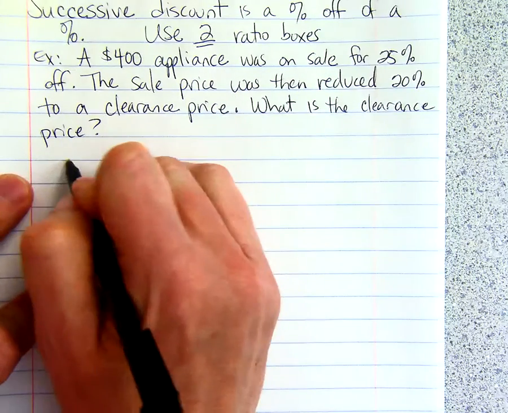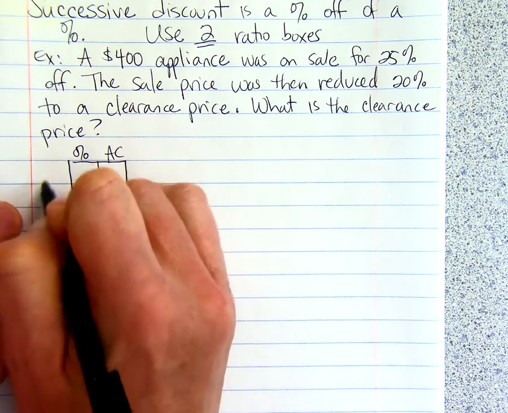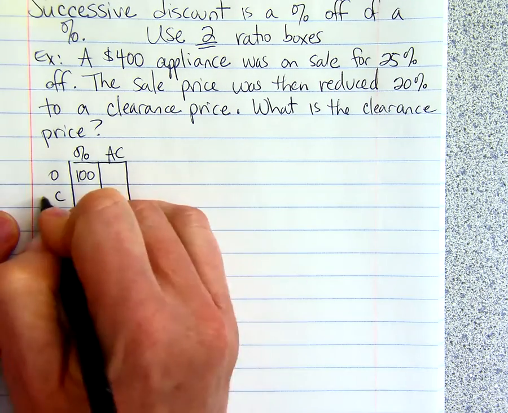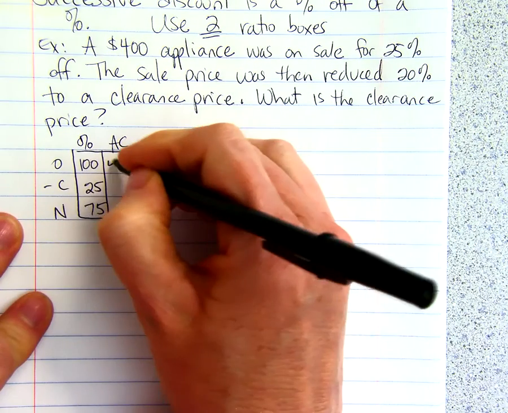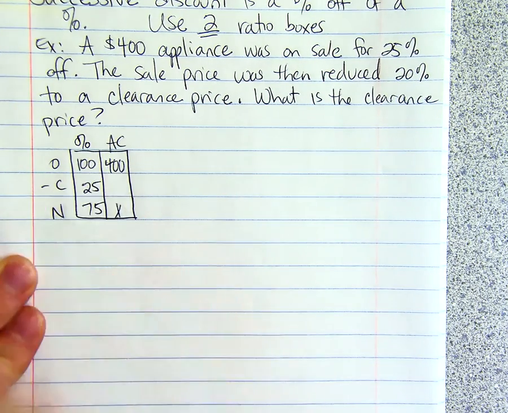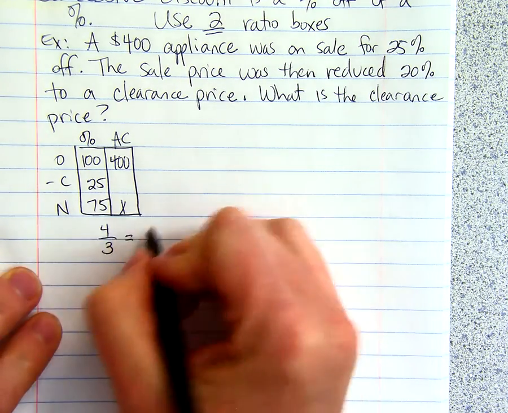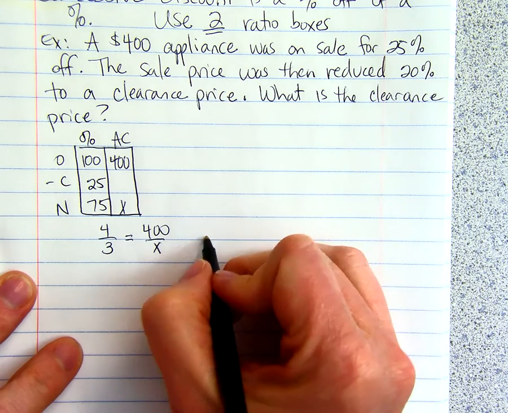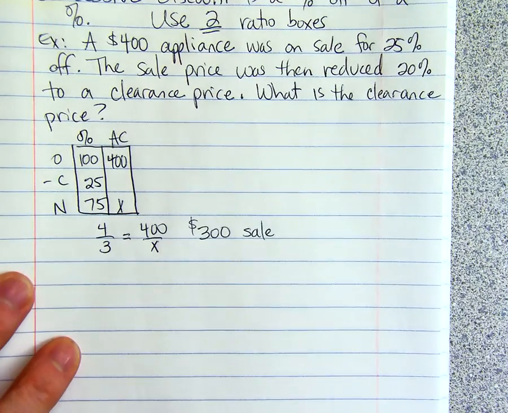So we have to take our percent box: original, change, new. The original is 100%. We're going to be taking off 25% to get the new sale price. And the original price was $400. So let's just get the sale price, and then we'll find the clearance price. So 100 over 75 is the same thing as 4/3. So 4/3 equals 400 over X. So our sale price was $300. That's the sale price.